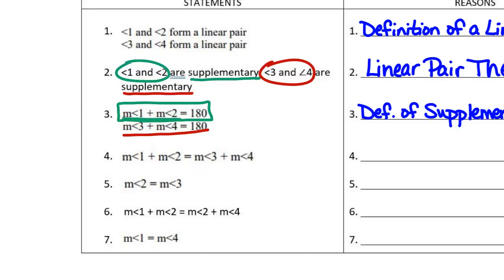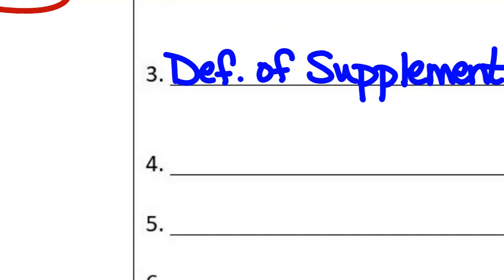Measurement of angle 1 and angle 2, that's right here. Measurement of angle 3 and angle 4 is right here. Why am I allowed to say that they're equal to each other? Transitive property. Or I could use substitution, because there's equal signs. So transitive property or substitution property.